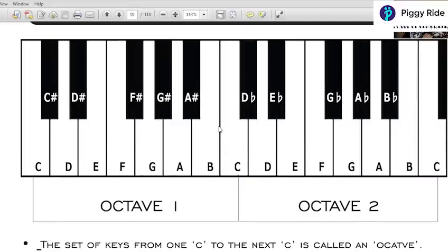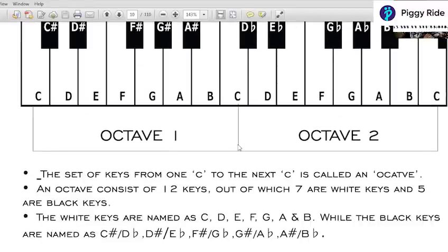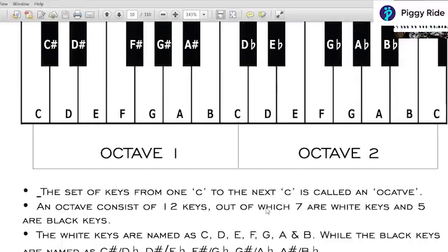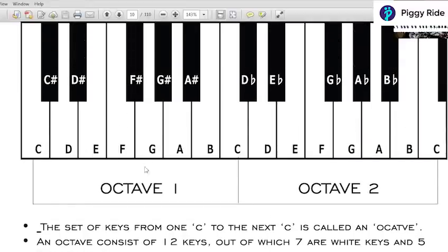Okay, so now I will explain to you about the octave. What is an octave in music? This is a very basic theory. An octave is a combination of 12 keys, out of which 7 are white keys and 5 are black keys. The white keys are named C, D, E, F, G, A, and B, while the black keys are named sharp or flat, like C sharp, D flat. So in an octave, you will always find 7 naturals and 5 sharps.